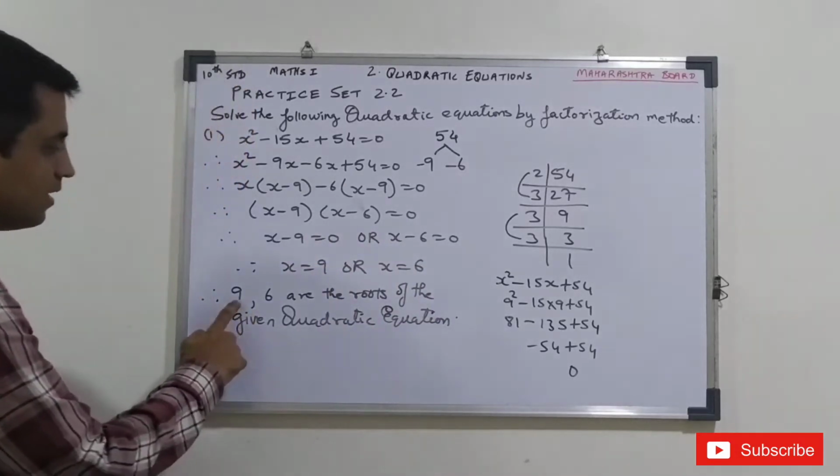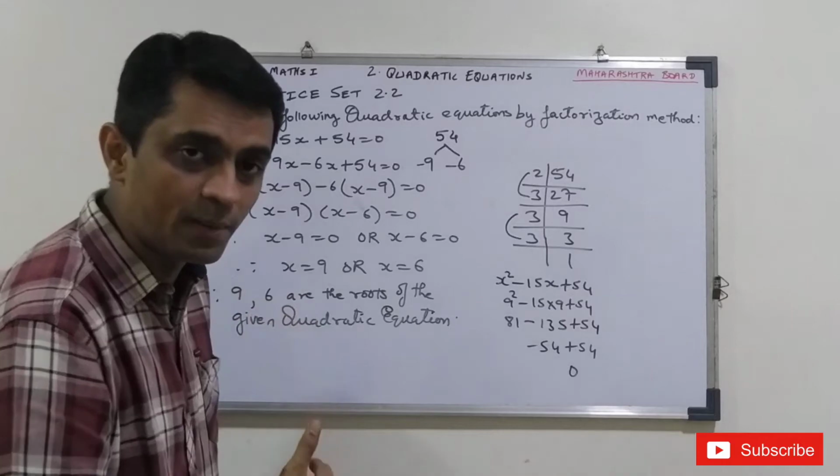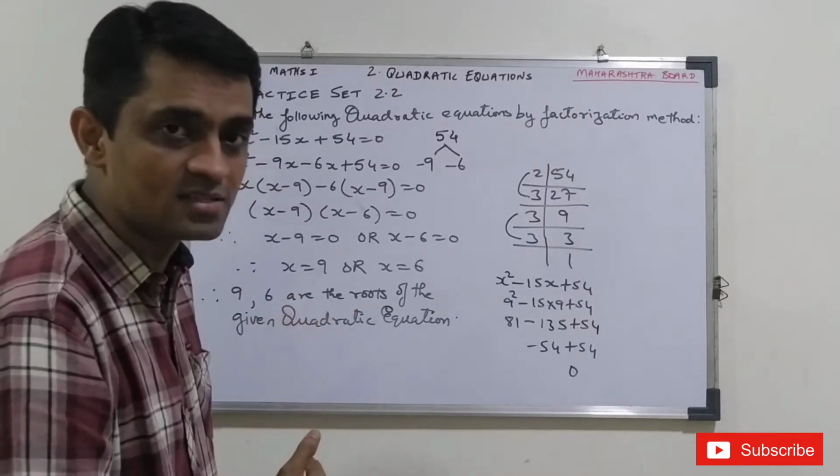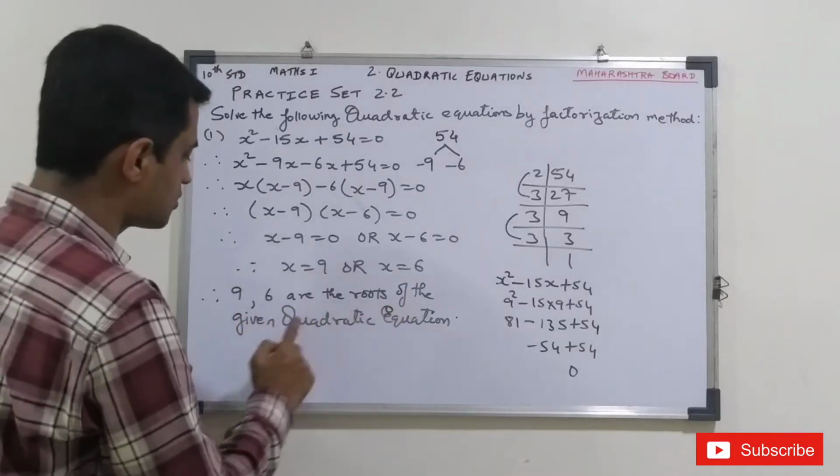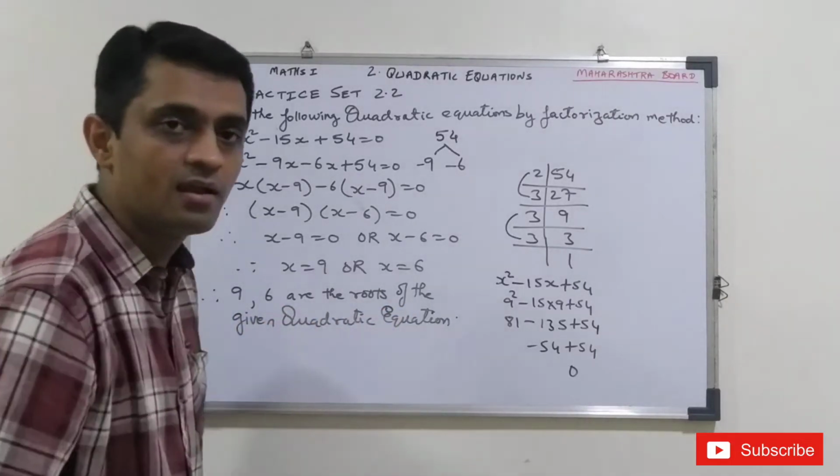So the final answer is very important. Write it in the board paper also. There is weightage for the last answer in your board paper. So 9 and 6 are the roots of the given quadratic equation.